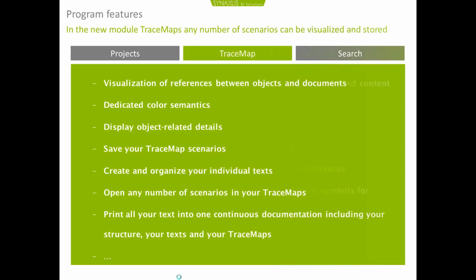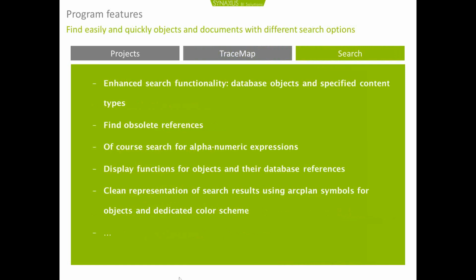So we've seen this, so let's go to the search functionality. The problem is I want to find any object in arcplan. I have the opportunity to search for a name or the object number. We enhance this by having the content type as a search function.